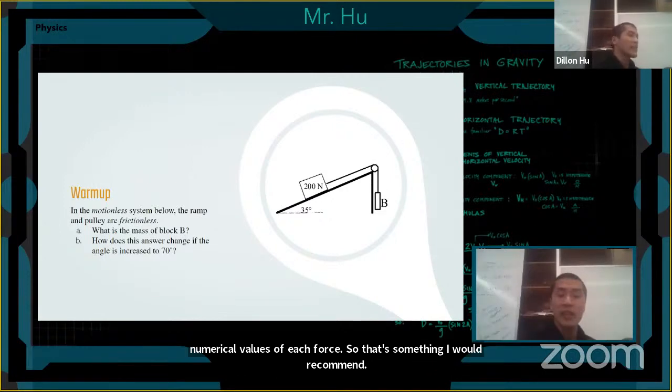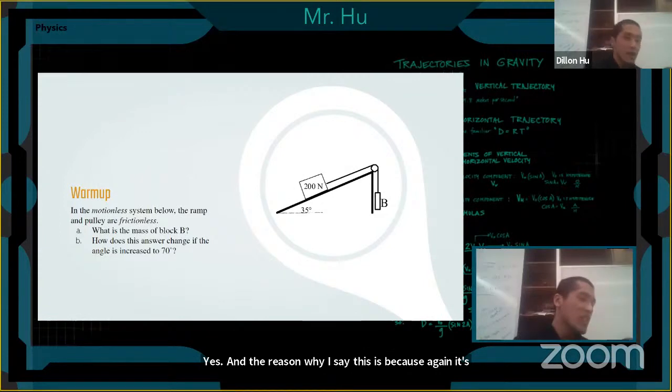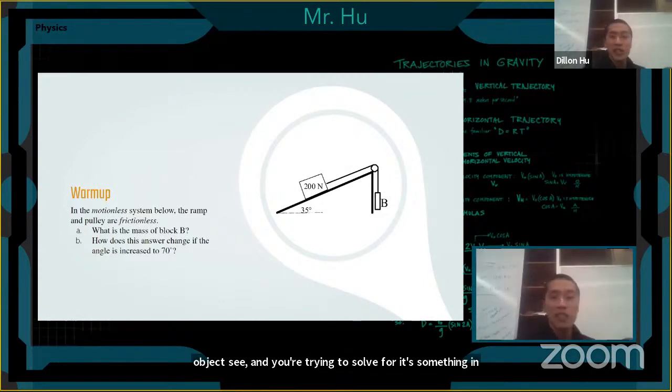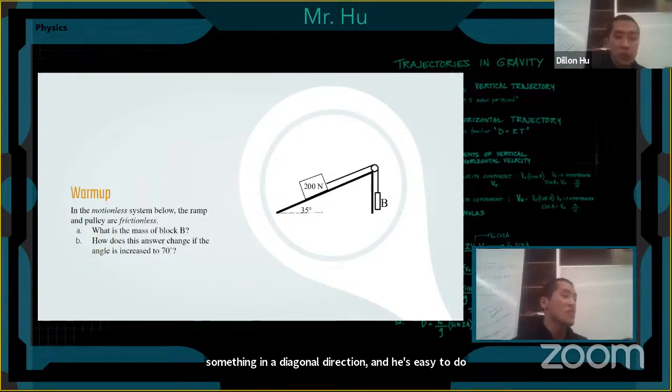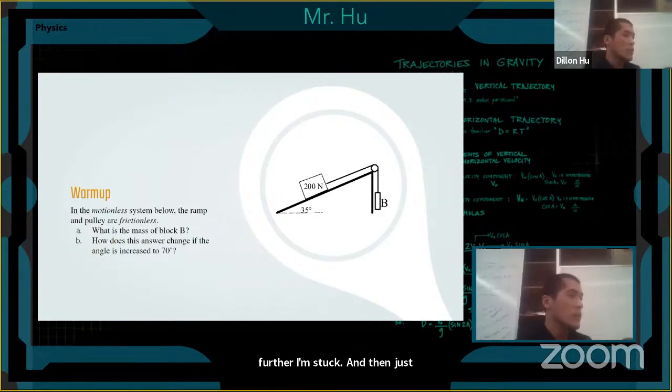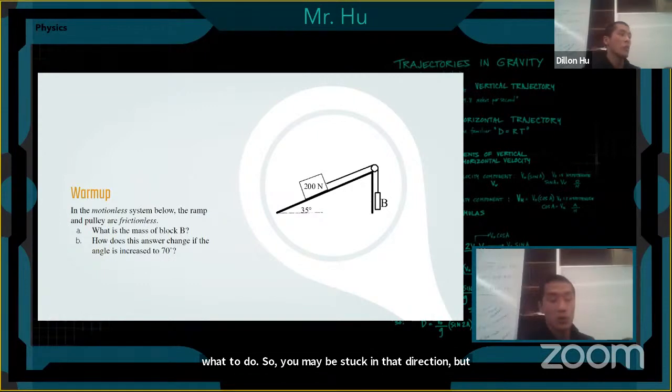The reason why I say this is because it's very easy to be, let's say there is an object C and you're trying to solve for something in a diagonal direction, and then realize I can't go any further. I'm stuck, and I don't know what to do. So you may be stuck in that direction, but that doesn't mean you are stuck in another direction. So get as far as you can in each direction before you give up.